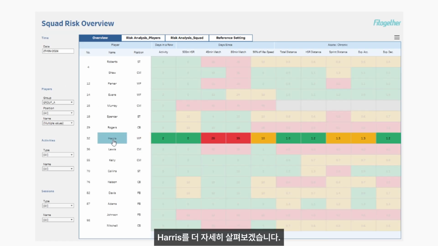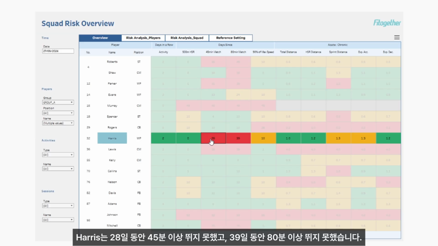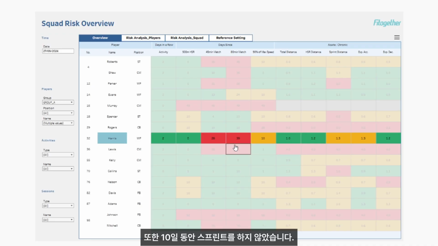Let's look more closely at Harris. Harris hasn't played 45 minutes in 28 days and hasn't played 80 minutes in 39 days. He also hasn't sprinted in 10 days. So we've now got 3 potential flags.